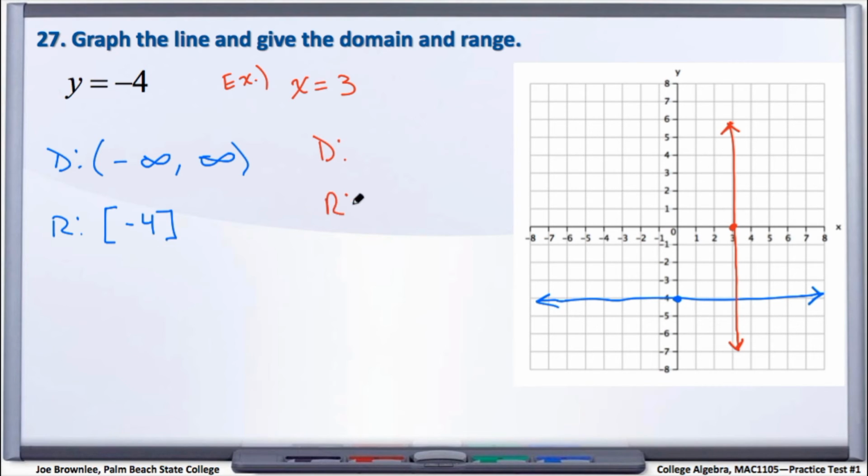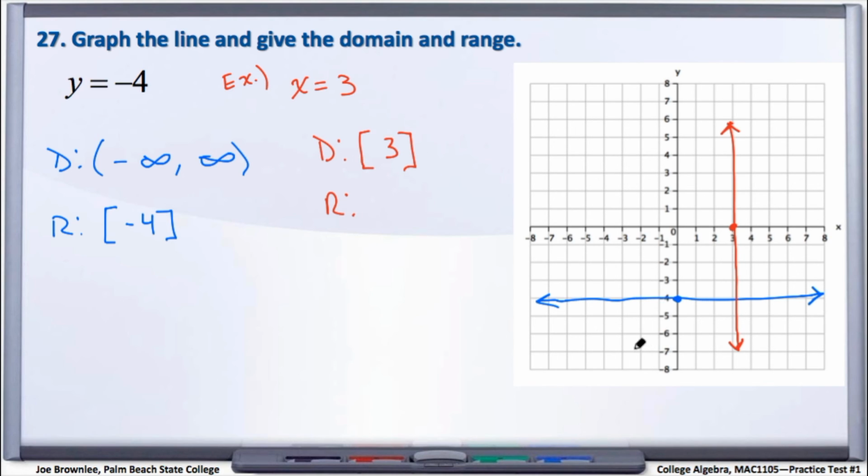Well, let's see. Domain refers to x's as we know, and we can see that the only x value that this red graph will ever have is +3, right? There are no x values out here to the left. There are no x values out here to the right that this red graph will have. It's only +3. So our domain will be simply +3 in brackets.